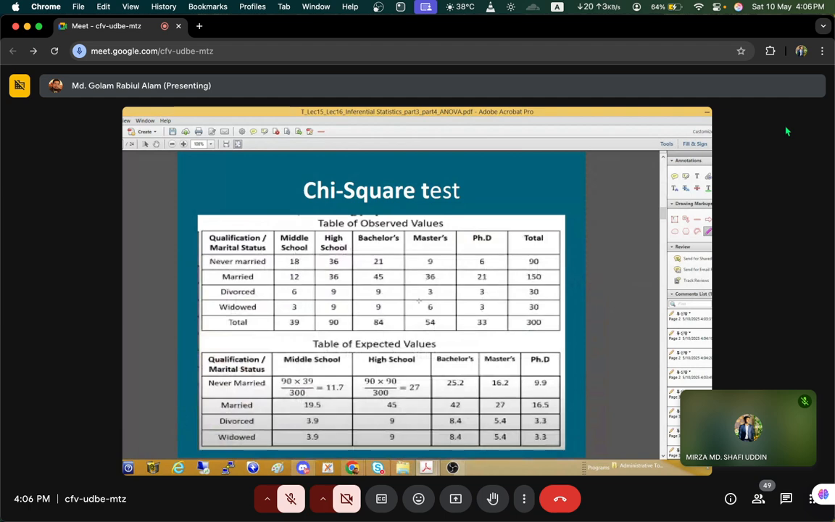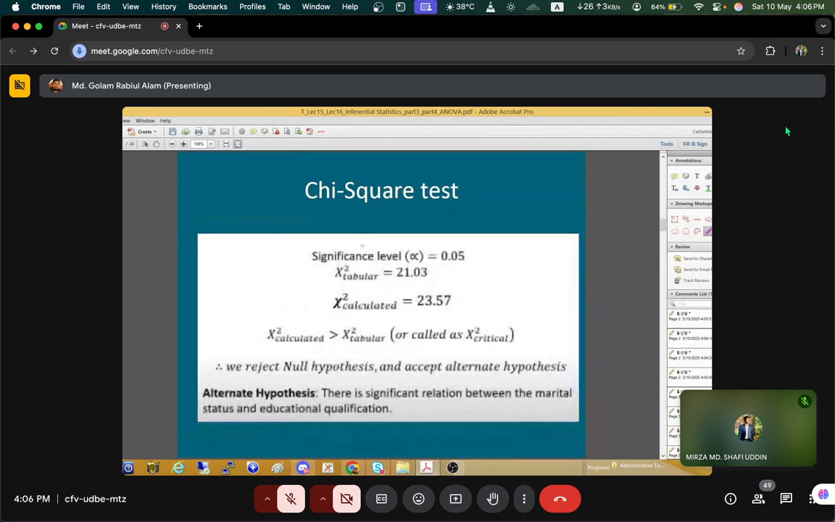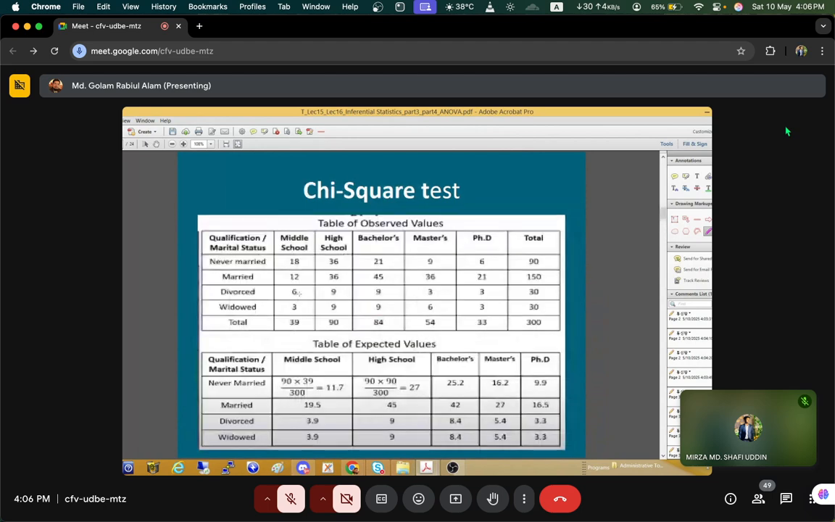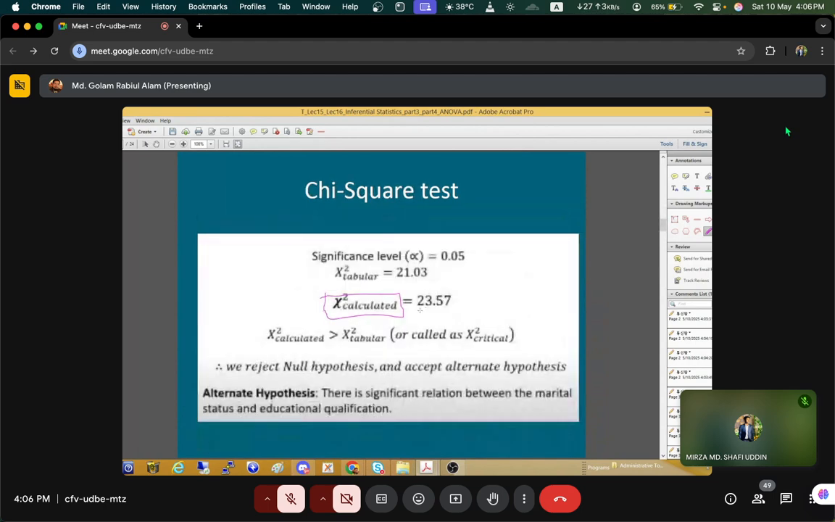Now, what we have to do is find out the chi-square value, that is our calculated value. If we apply our equation, we will get the chi-square value 23.57. Now, if we want to test this hypothesis, whether it is true or false, we need to define the alpha. Maybe you can say alpha is 0.05, the significance level.